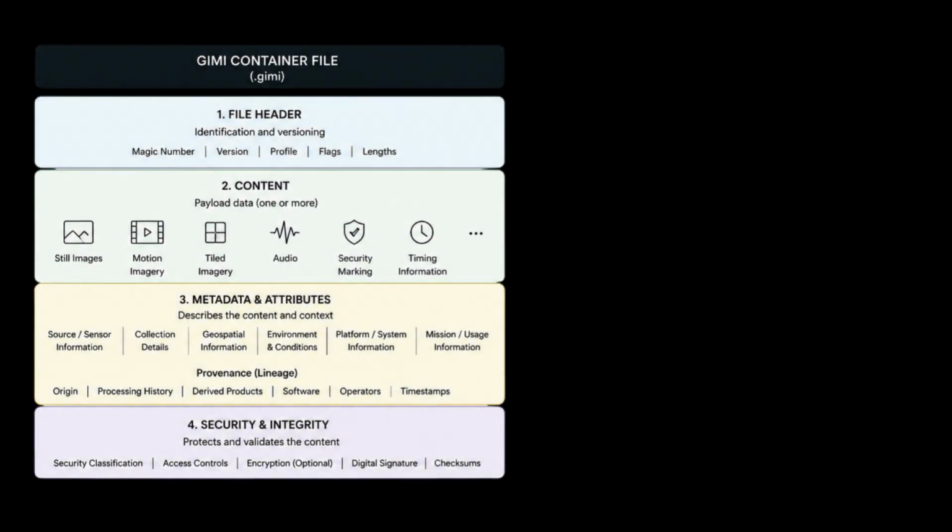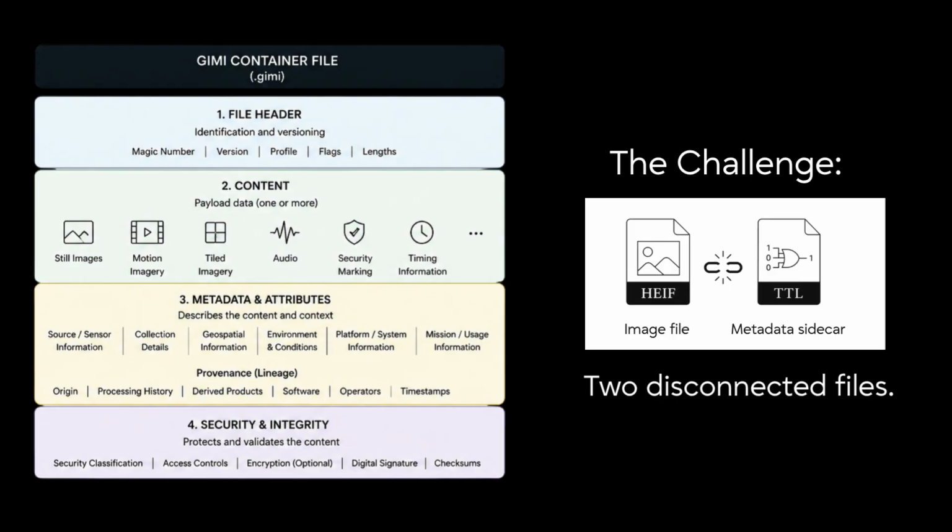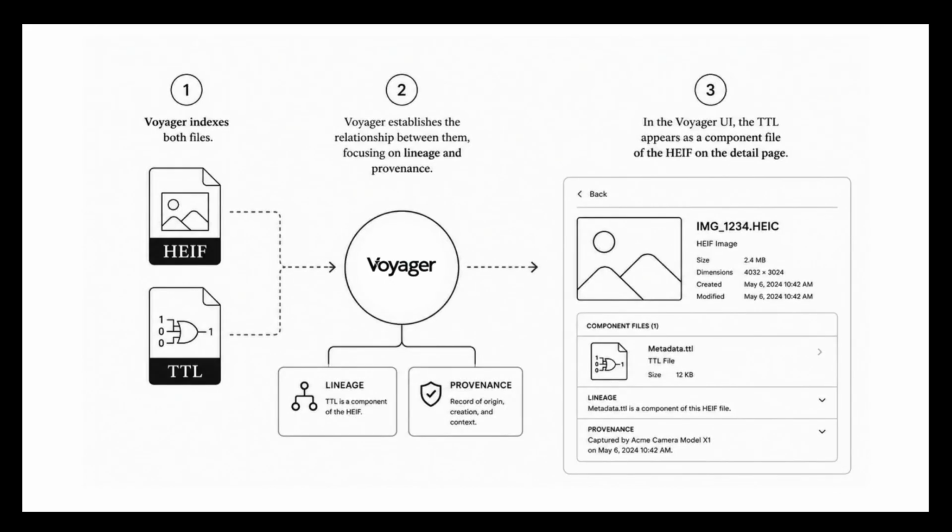Despite the power of GIMI and related formats, their value is often difficult to realize in practice due to fragmented file structures, highly technical metadata, and the manual effort required to connect, interpret, and validate the data. Within the GIMI standard, a HEIF image and its TTL sidecar metadata normally live as two disconnected files. Voyager indexes both and establishes the relationship between them with a focus on both lineage and provenance.